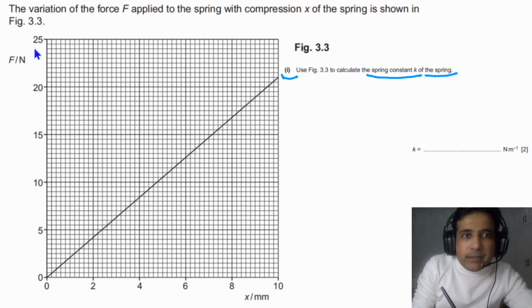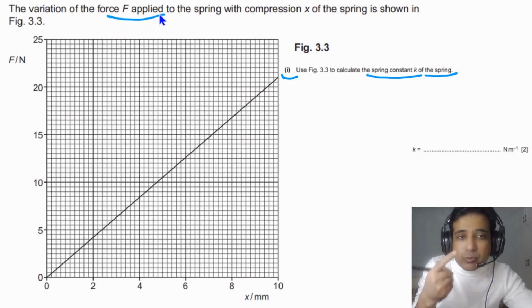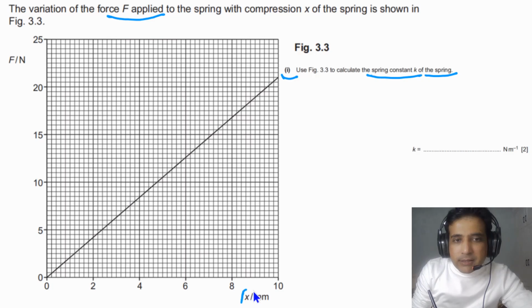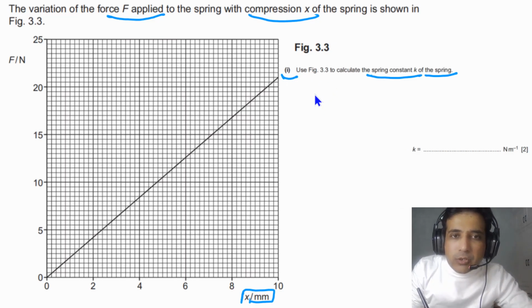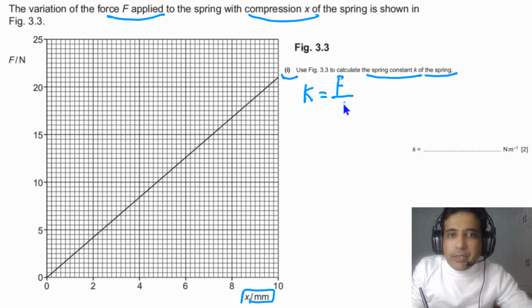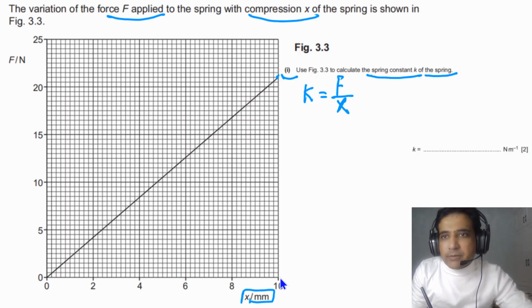In this case, the force applied is given to us, and the force applied is equal to the spring force. On the x-axis we have the compression, so x is compression. We need to calculate the spring constant, so the spring constant in this case will simply be equal to the gradient of this graph, because the spring constant is equal to force divided by x. x means the compression.